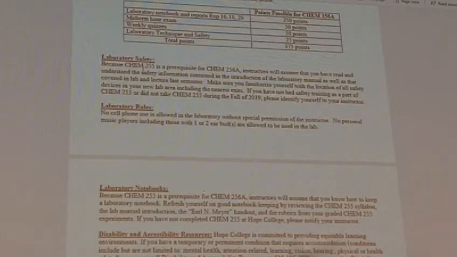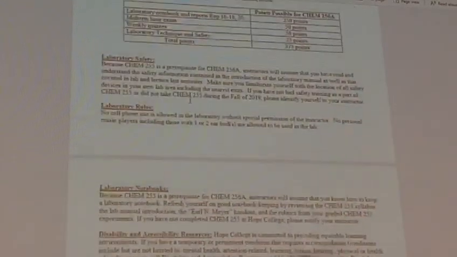If you didn't take lab last semester, make sure your instructor knows so that they can make sure that you are on top of all of the safety information, all right? Same lab rules as we went through last semester. No phones or earbuds in your ears are allowed. No food or drink, anything like that, is also not allowed in the labs.